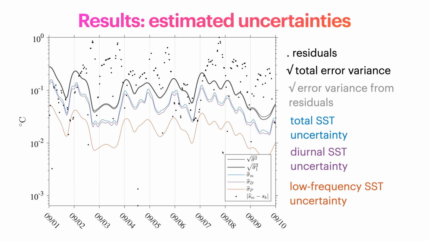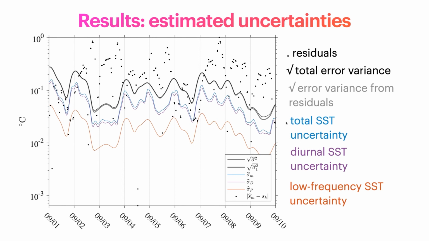So as an example, here it's on the log scale for the same plot as I showed you before, starting from the bottom. You can see that the low frequency estimate, the red curve, has relatively low uncertainty. You can see that the diurnal SST uncertainty is much higher than the low frequency uncertainty, and it dominates the total SST uncertainty in the estimation.